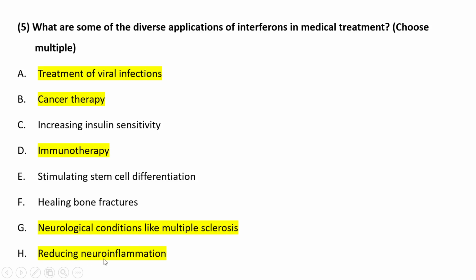Next option is for reducing neuroinflammation. So yes, in this case also interferon can be used. Interferon beta is majorly used for controlling the excess inflammation in the case of neurological disorders. So these highlighted options are the major applications of the interferon in medical treatments.